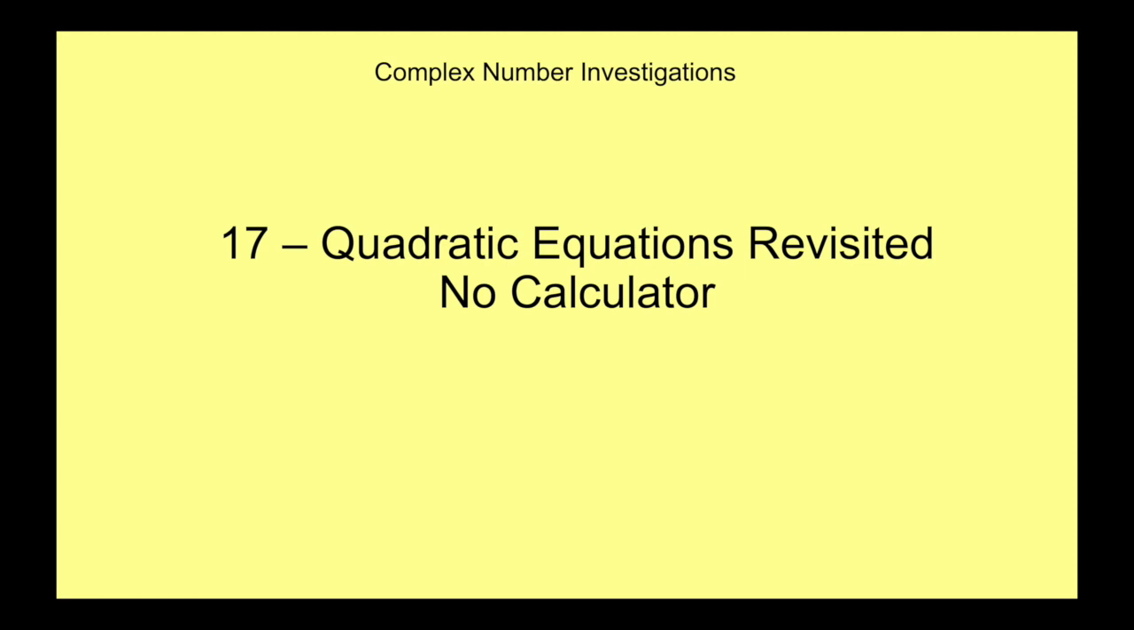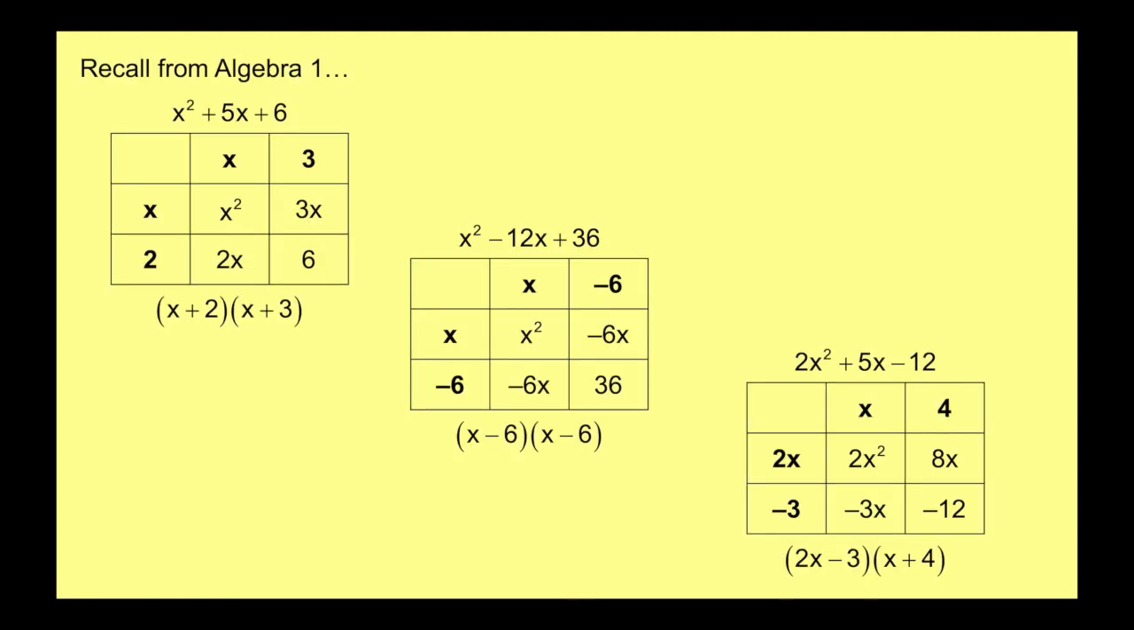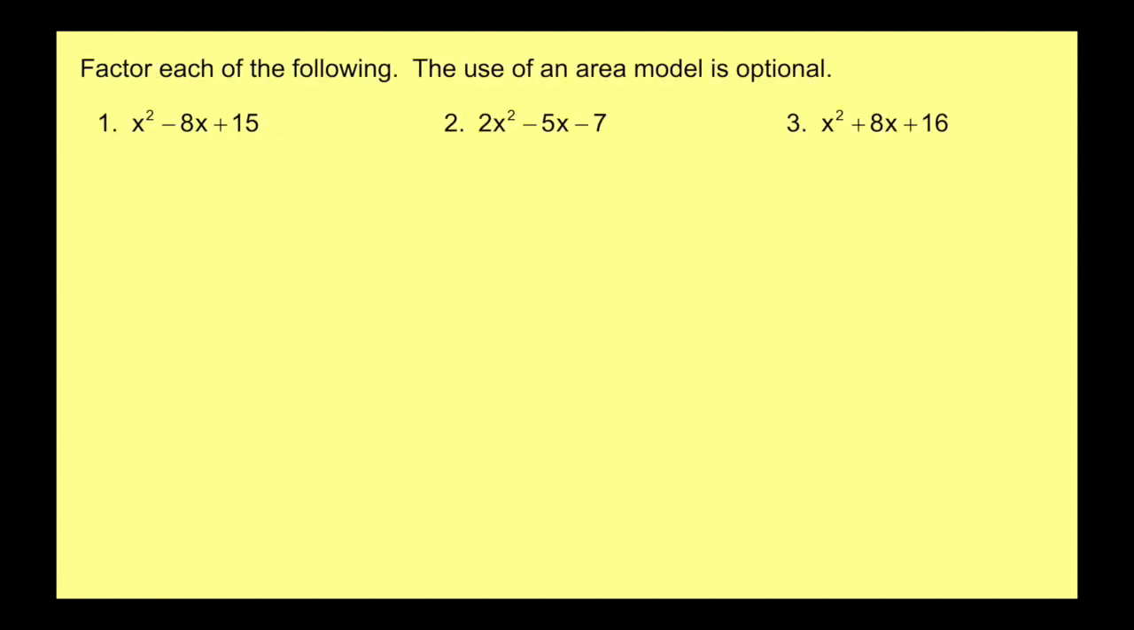In section 17, we will look at quadratic equations, and the use of the calculator is not allowed in this section. So you want to look at the following examples and recall how we have factored in the past. Factoring each of these examples should give you the factors that are given below. Take a few minutes to factor each of the following using the method of your choice.